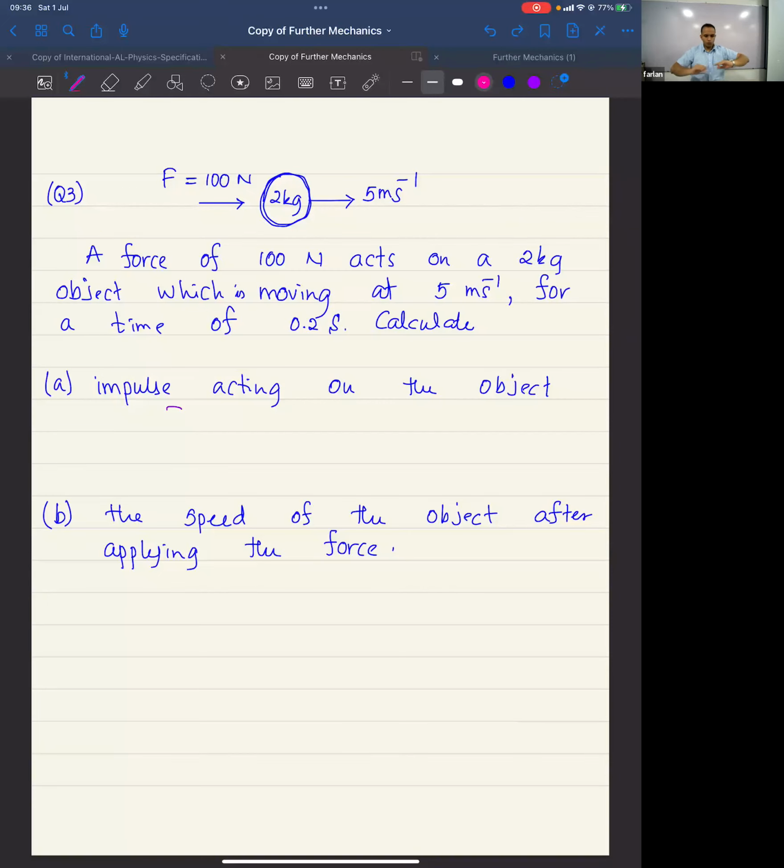A force of 100 newtons acts on a 2 kilogram object, which is moving at 5 meters per second, for a time of 0.2 seconds.